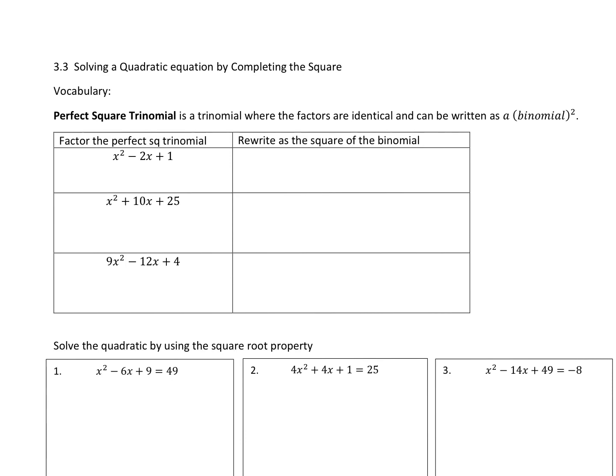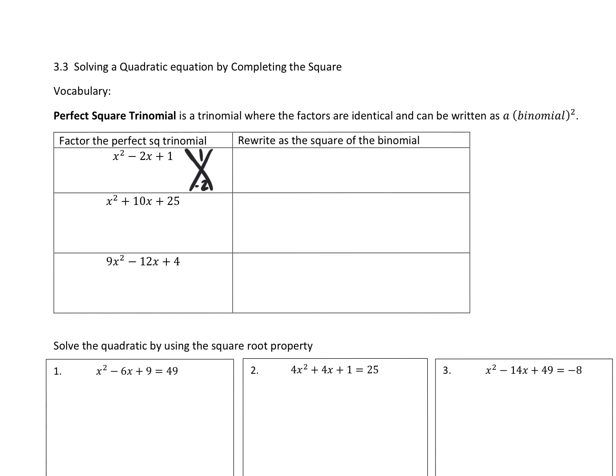Okay, so one of the things we need to be able to do to complete the square is recognize and factor our perfect square trinomials. The goal with completing the square is to make one side of the equation a perfect square so we can use algebra to solve. So if we have x squared minus 2x plus 1, we can factor that using our big X if we want.